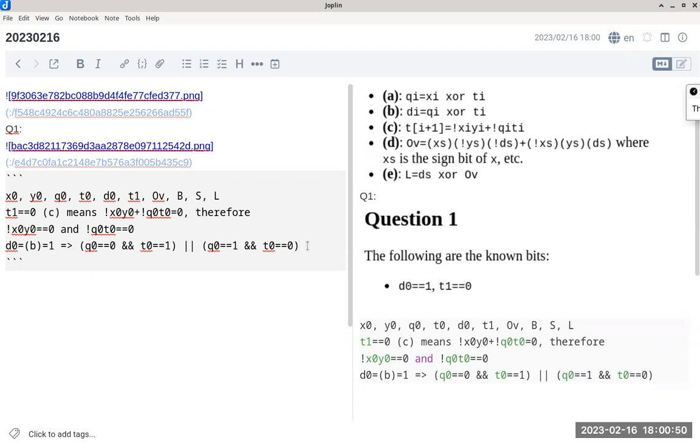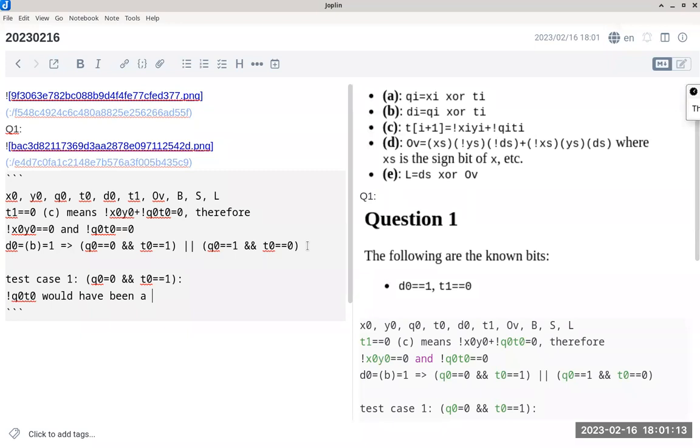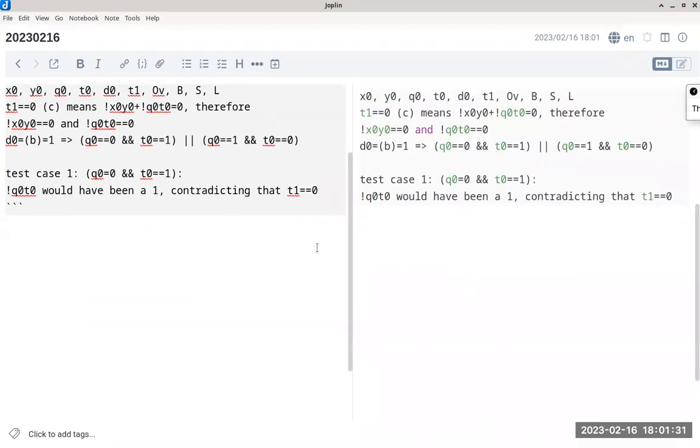So we go, okay, test case 1. Test case 1, which is Q0 is a 0 and T0 is a 1. If that is the case, okay, this is an assumption, then not Q0, T0, and T0 in this case would have been a 1, contradicting that T1 is a 0. Okay, I'll pause here and see if you understand what line of reasoning I used in this case.